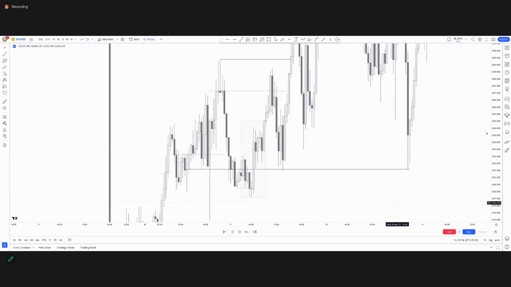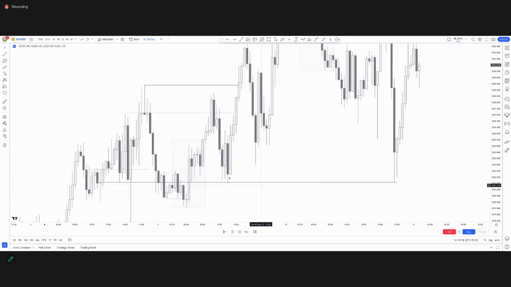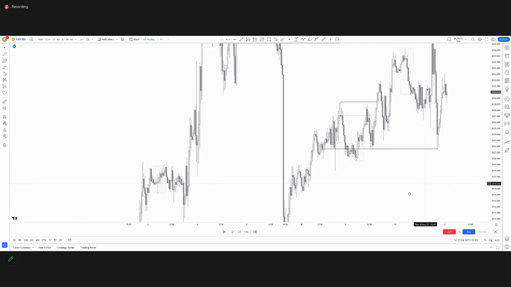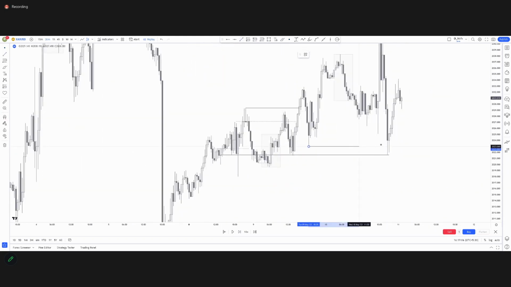Yeah, this is the same thing that we used here. A decision point can be used multiple times, right? So now this is the same thing, but we have liquidity here. Yeah, we have liquidity here. We have trend lines here.